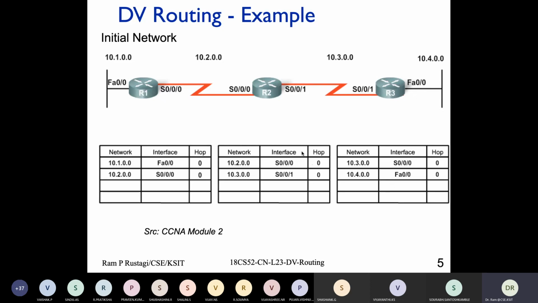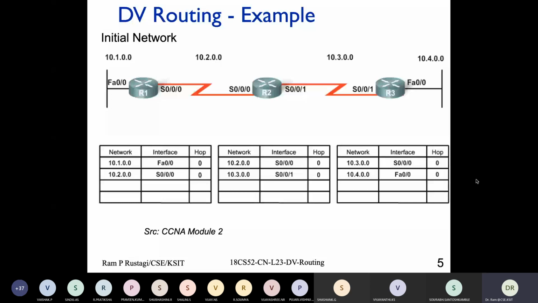Now, after a while, router 2 would indicate to router 3, look, I can reach 10.2.0.0 with my hop count of 0. And when router 2 communicates this information to router 3, router 3 says that router 2 can reach 10.2.0.0, and my cost to router 2 is 1. That means if I were to reach the network 10.2.0.0, R3 would send a packet to R2, which can reach it, and that hop count or distance would become 1.